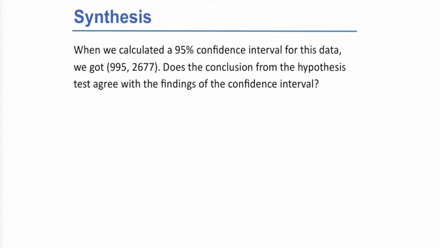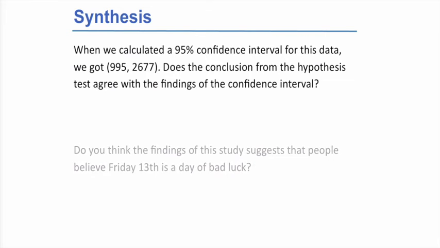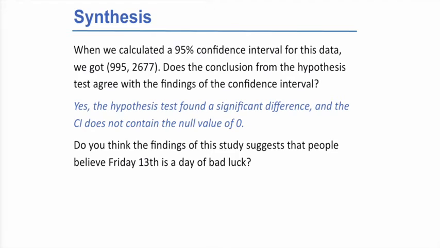When we calculated a 95% confidence interval for this data, we got an interval from 995 to 2,677. Does the conclusion from the hypothesis test agree with the findings of the confidence interval? Yes, the hypothesis test found a significant difference, and the confidence interval does not contain the null value of 0, right? 0 was our null value.